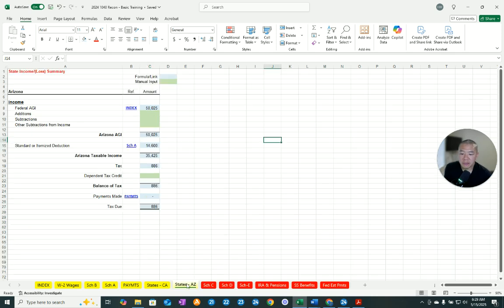And if you are in the state of Arizona, it's similar: $50,000, $25,000, they take the standard deduction. The tax is 2.5%. This assumes that they didn't make any payments at all to Arizona, so they owe $886. If they did hypothetically put in $5,000, they would get a refund of $4,000.